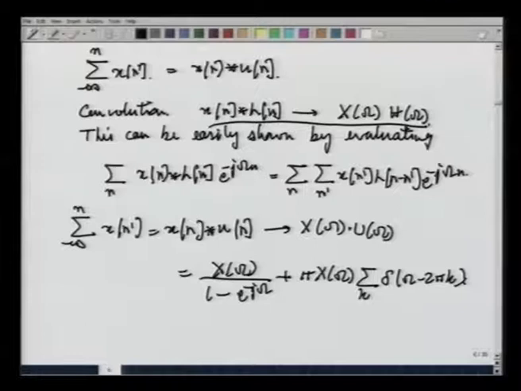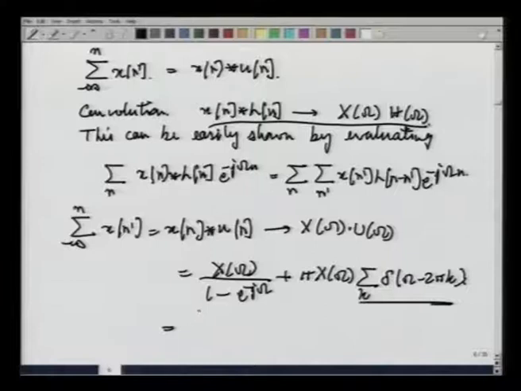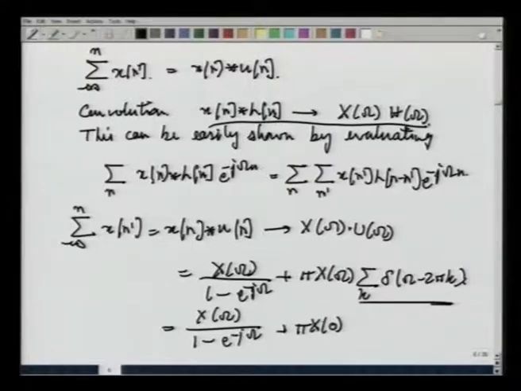This is what it comes to. But if we note that this expression, this summation, will be 0 at all points in minus pi to pi except for omega equal to 0, this can be simplified to X(omega) by 1 minus e to the minus j omega, plus pi times X(0) times the summation over all k of delta of omega minus 2 pi k. So, this has yielded the Fourier transform of the running integral of a function.